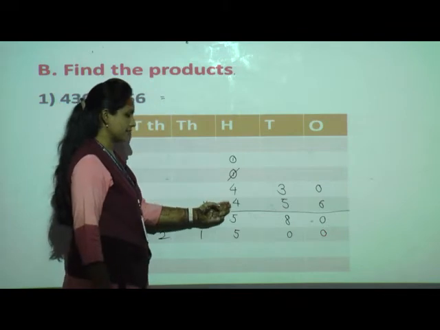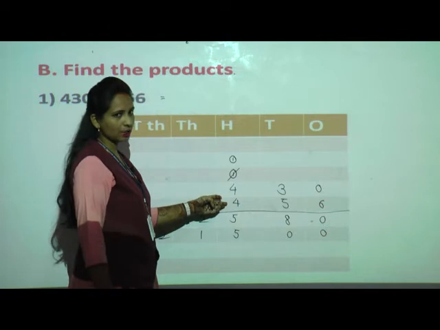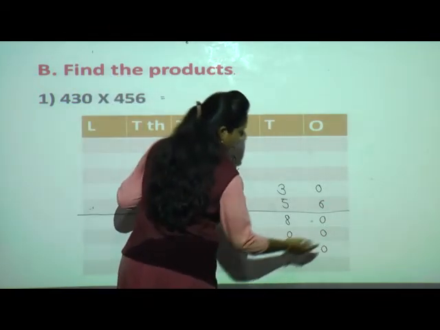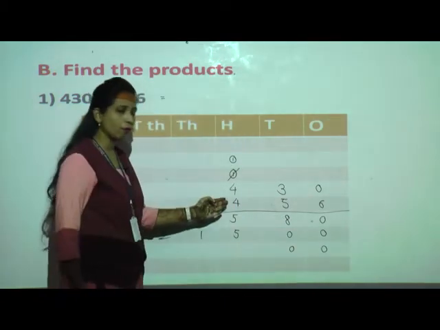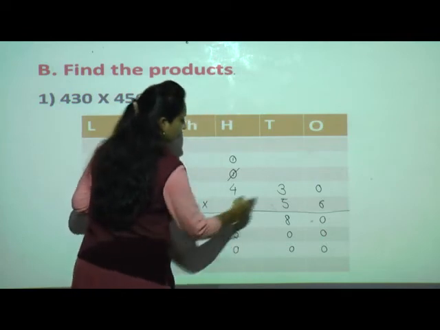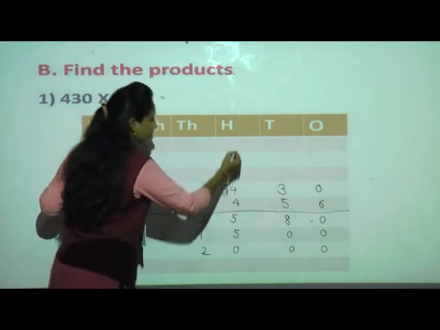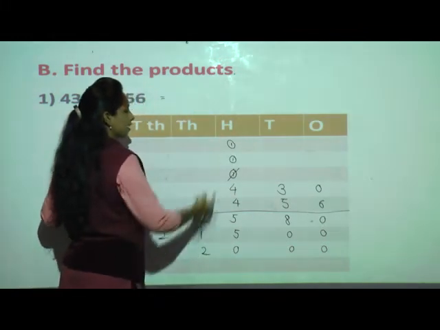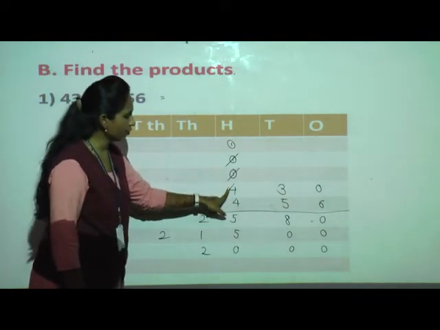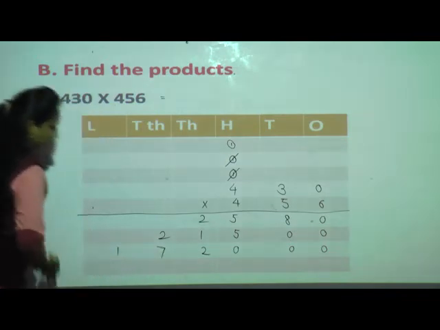Now hundreds place. 430 multiplied by 400. In 400 how many zeros are there? 2 zeros. So first place 2 zeros at ones and tens. Now what is remaining? 4. Now multiply with the 4. 4 zeros are 0. 4 threes are 12. So write here 2 and 1 will go to the next place as carry. Before that, cross the previous one. Now 4 fours are 16. 16 plus 1, 17.